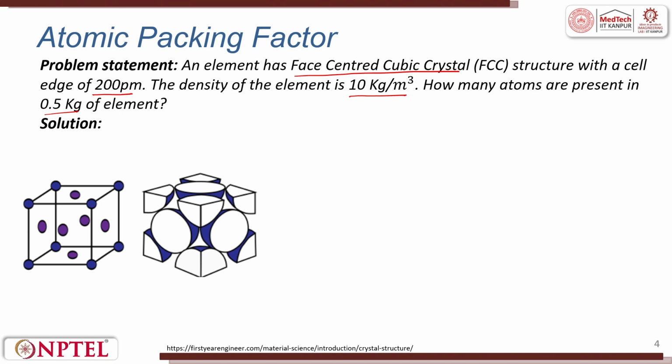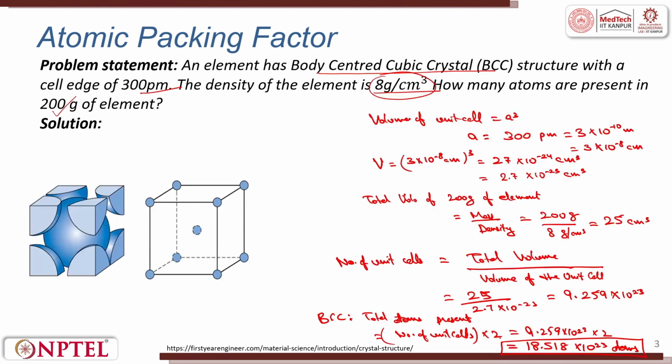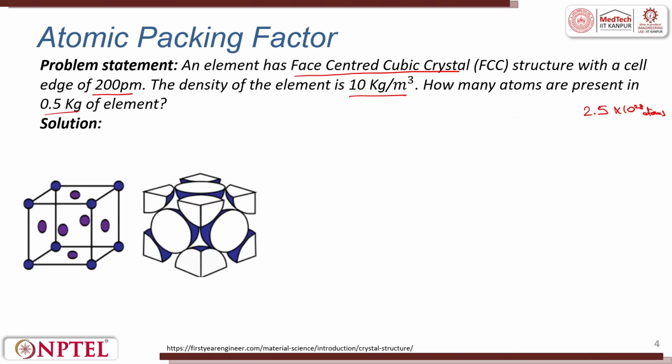So, you can try to solve this problem by yourself, and I am just putting the answer here that we will get: 2.5 into 10 raised to power 28 atoms. It will go in the same fashion as we did the previous problem, only the face centered cubic has 4 atoms per cell. So, whatever mass you get, number of unit cells will be multiplied by 4. Unit cells into 4 gives me this answer.